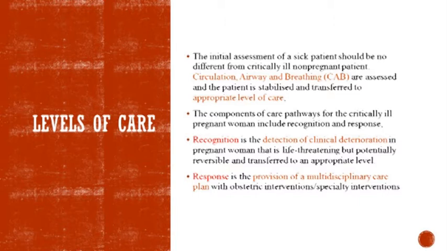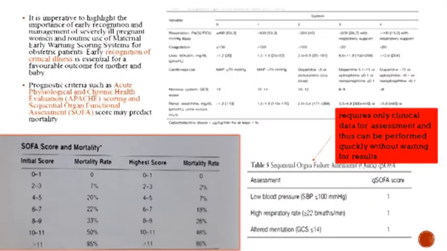The initial assessment of a sick patient should be no different from a critically ill non-pregnant patient. Circulation, airway, and breathing are assessed, and the patient is stabilized and transferred to an appropriate level of care. The components of the care pathways for the critically ill pregnant woman include recognition and response. Recognition is the detection of clinical decompensation in a pregnant woman that is life-threatening but potentially reversible and should be transferred to the appropriate level of care. Response is the provision of a multidisciplinary care plan with obstetric interventions and specialty interventions.